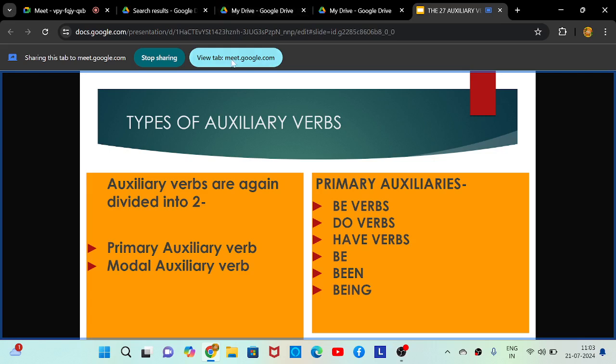So now you can see the types of auxiliary verbs. As we told already, auxiliary verbs are again divided into two: primary auxiliary verbs and modal auxiliary verbs. So primary auxiliary verbs are be verbs, do verbs, have verbs, be, been and being. And the rest of the verbs, can, could, will, would, shall, should, may, might, must, ought to, used to, need to, the rest of them are modal auxiliary verbs.